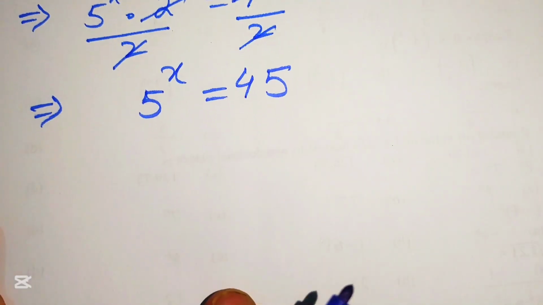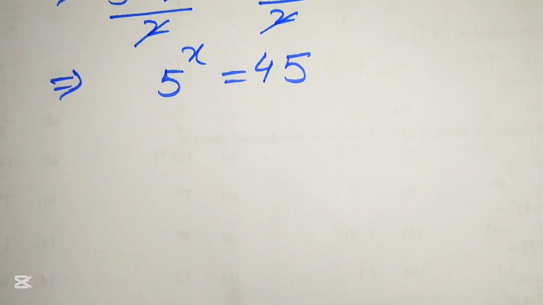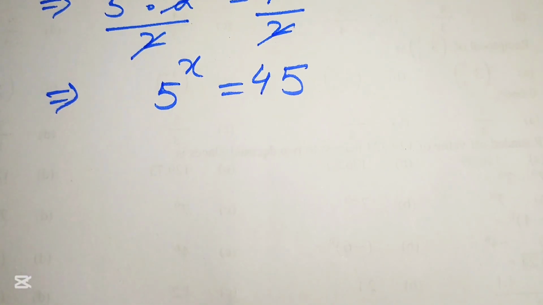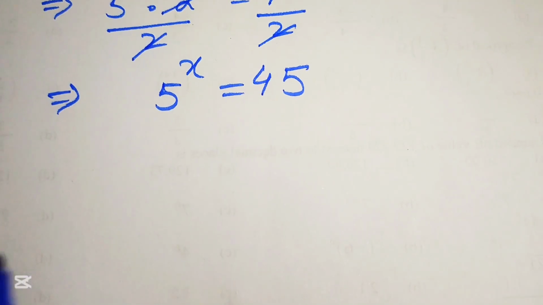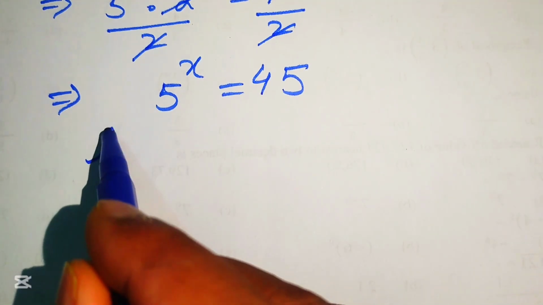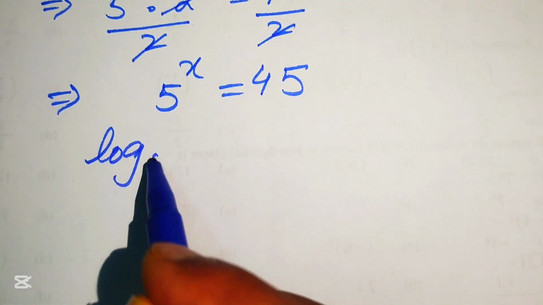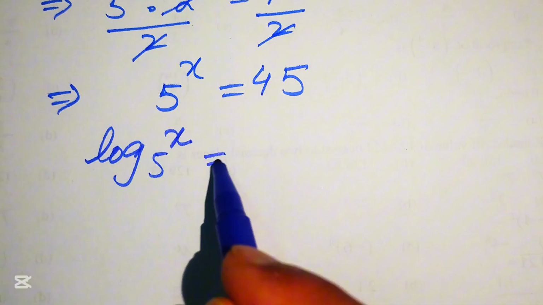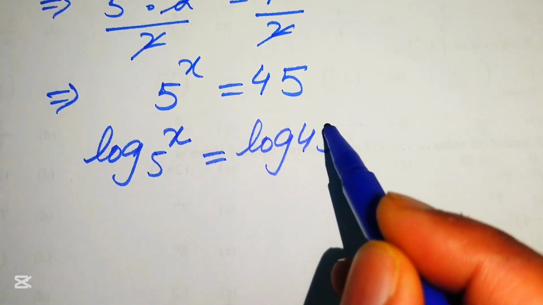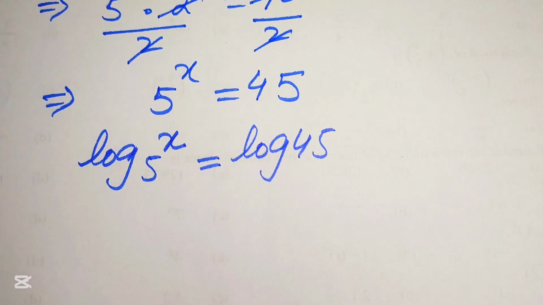So here we have a nice exponential equation which we can solve for the value of x. In order to find the value of x, we need to take the log on both sides, so it will be written as log of 5 to the power of x equals log of 45.